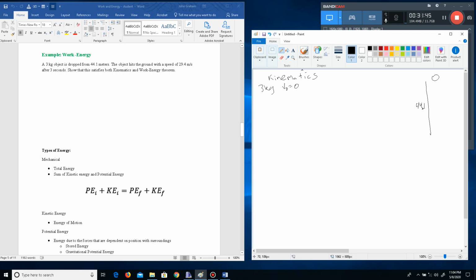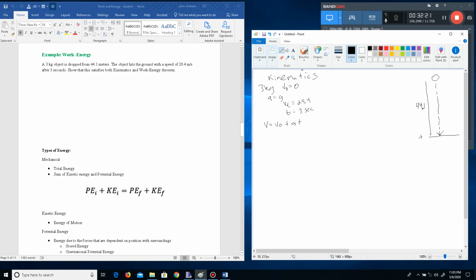And we know the acceleration is going to be gravity. I'm going to call down positive just so it makes it easier. So it's going to go down and hit the ground due to gravity. The object hits the ground with 29.4 meters per second, so final speed is 29.4 meters per second after 3 seconds. So time is 3 seconds.